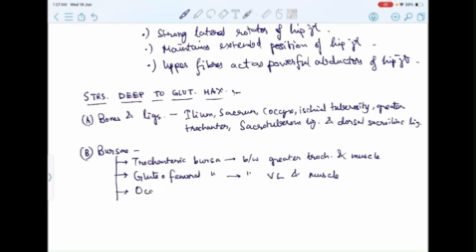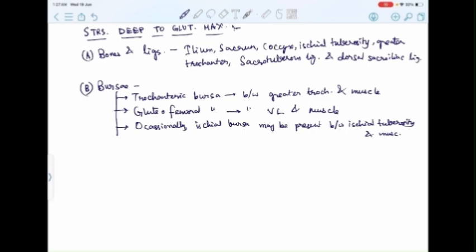Occasionally, ischial bursa may be present between ischial tuberosity and the muscle. So what are the muscles lying deep to gluteus maximus?